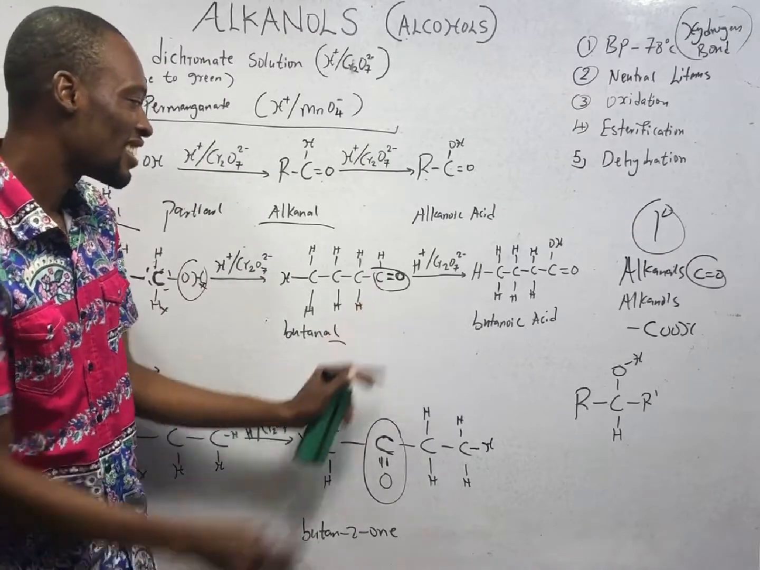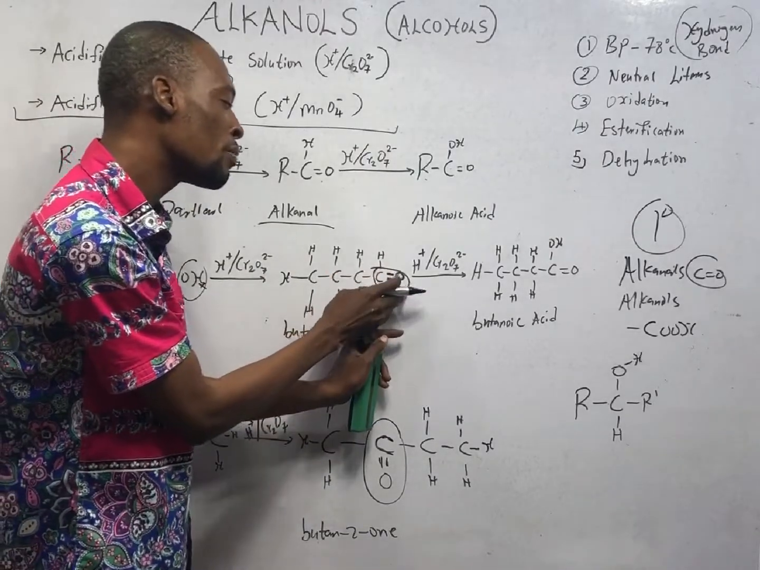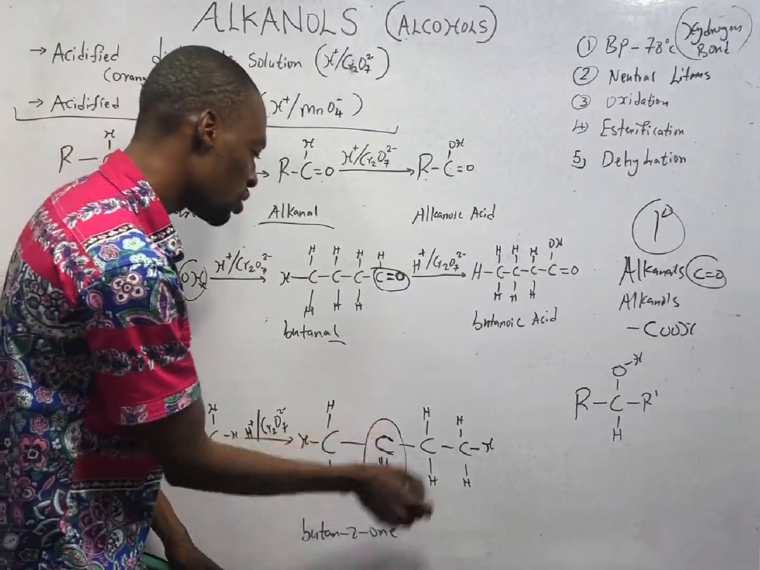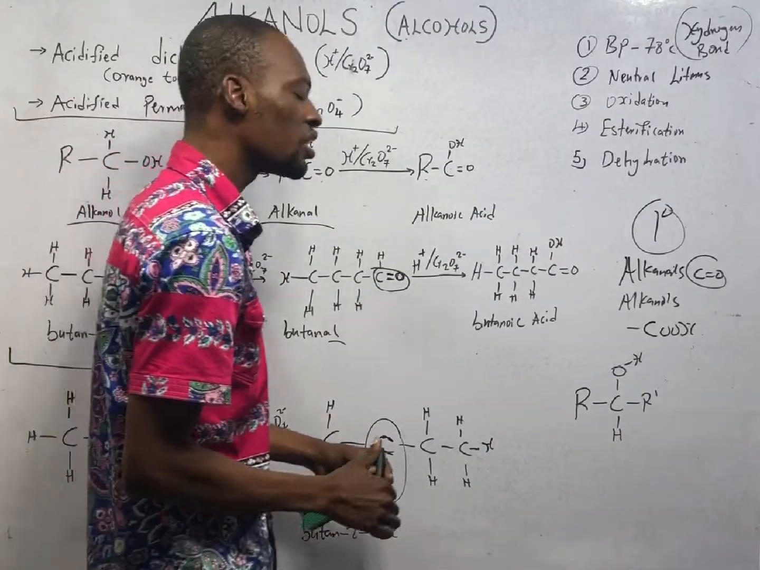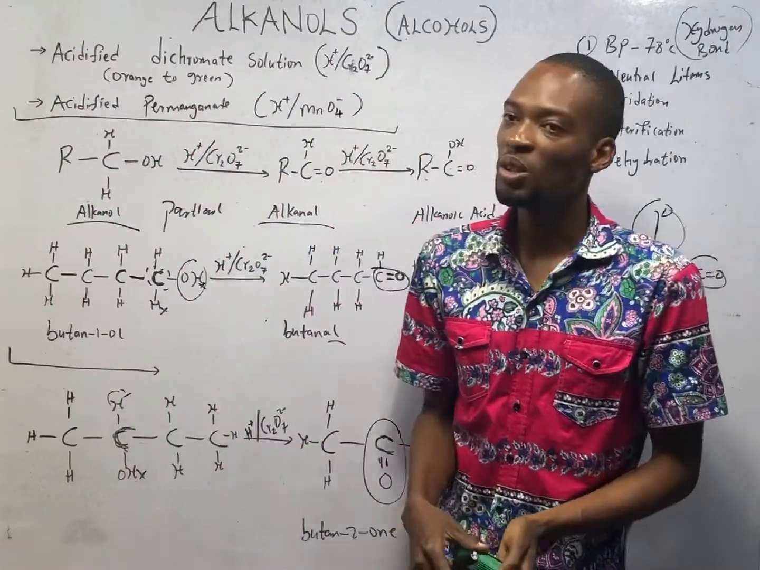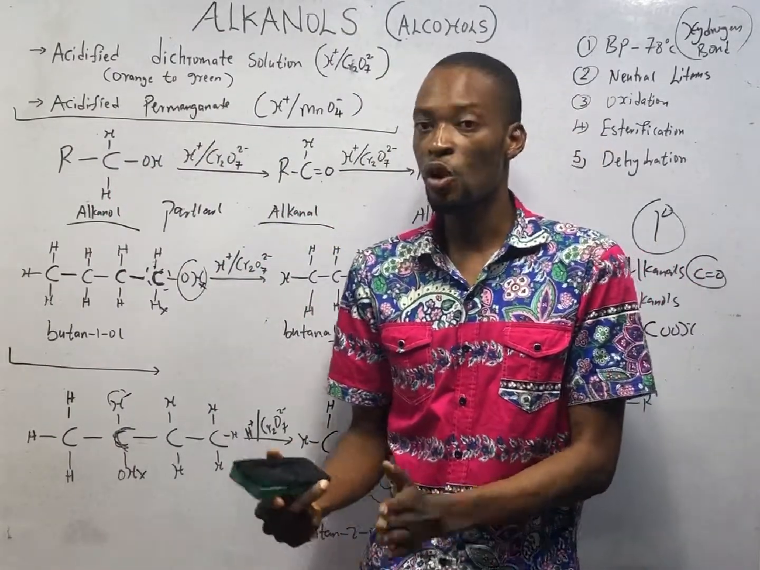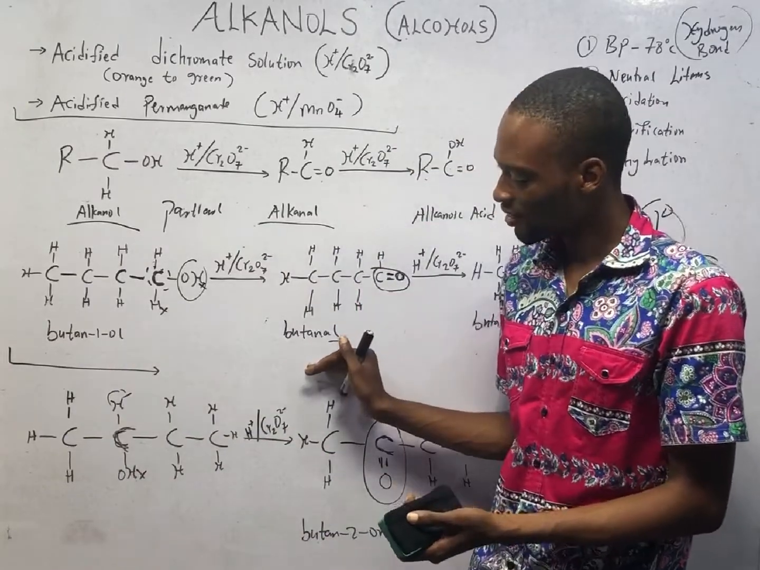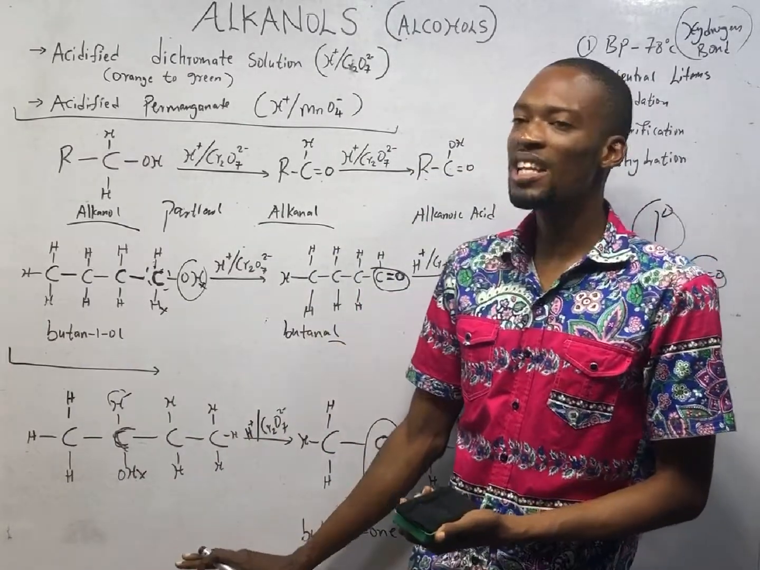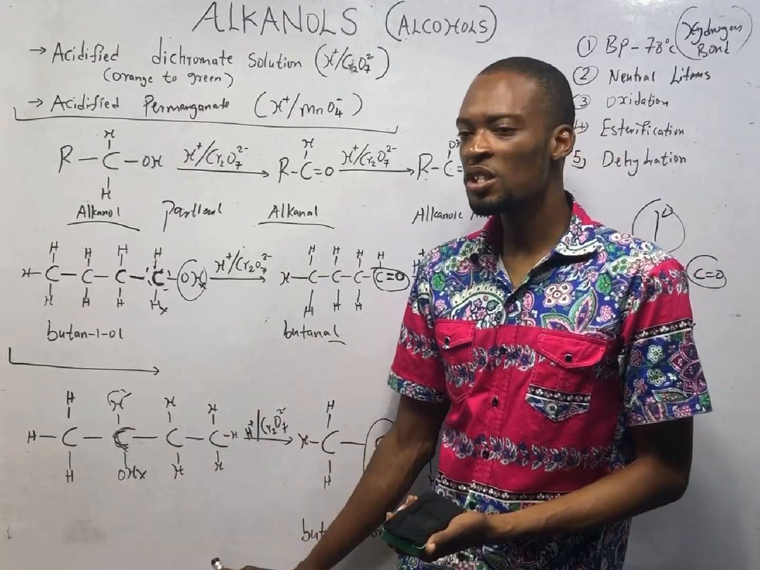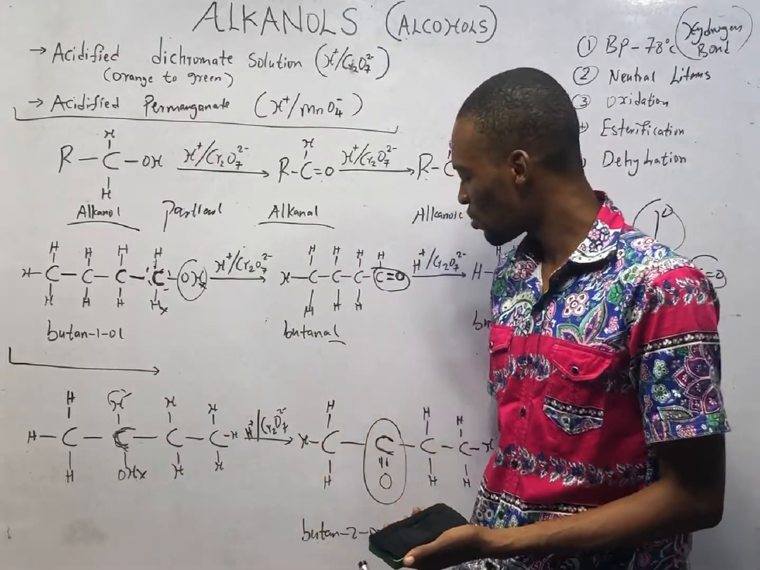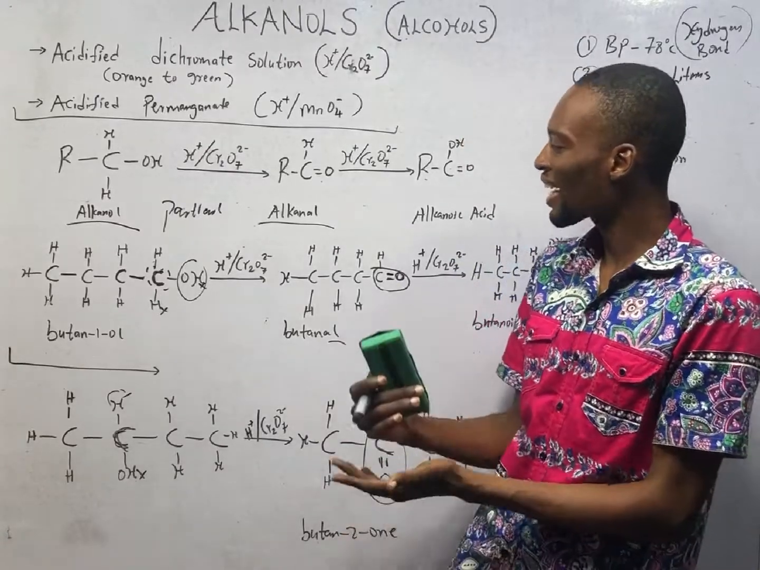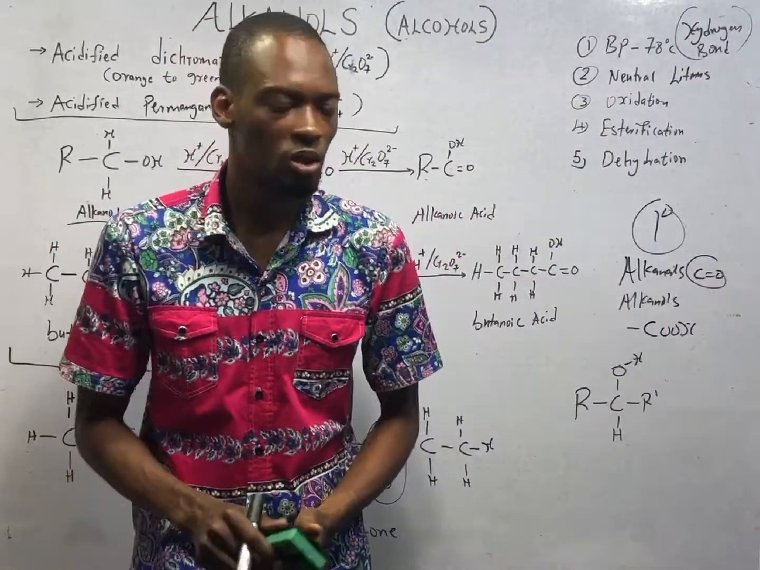So in alkanals, the C double bond O is at the edge. In alkanone, O-N-E, it is at the middle. So in summary, the oxidation of primary alkanols will give you alkanoic acid, complete oxidation. Partial oxidation will give you alkanals. Oxidation of secondary alkanols will give you alkanone, O-N-E. And I explained the difference between alkanals and alkanones.